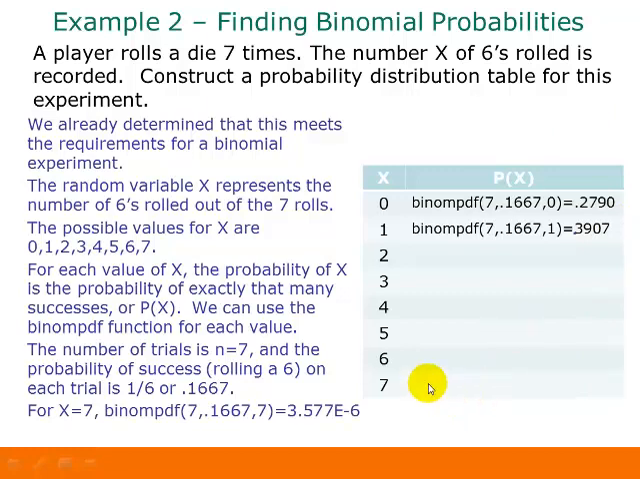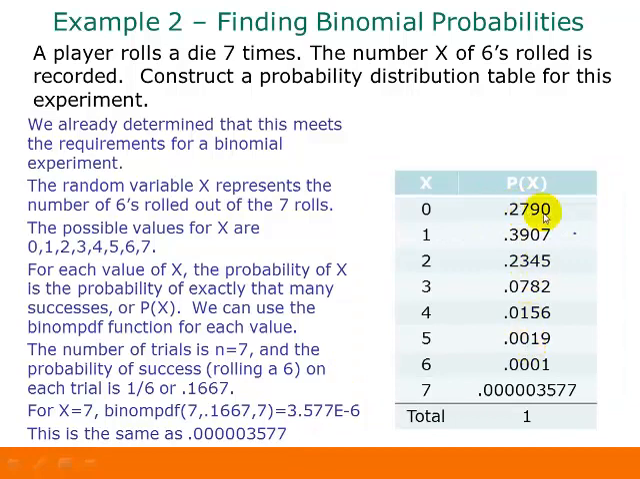Now when you get down to the probability for 7 successes, you actually end up with a very small number. And if you do this on your calculator, you'll probably see something like 3.577, and then a capital E, and a -6. What this is doing is putting this in scientific notation. So this is like 3.577 times 10 to the -6. What that means is that you have to move your decimal point 6 places to the left. So this would be the same as 0.000003577.